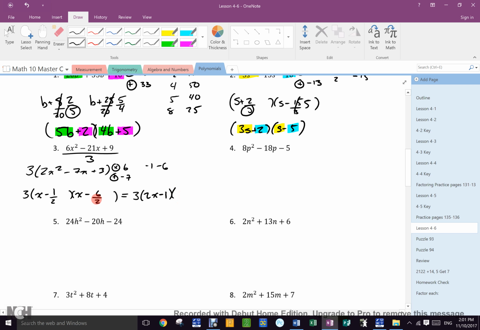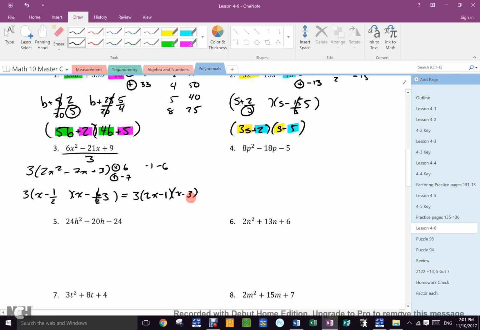What does that simplify to? Because we multiplied a 2, so we have to divide the 2 out. We multiplied a 3, so we divide the 3 out. What is 6 divided by 2? 3. So x minus 3.